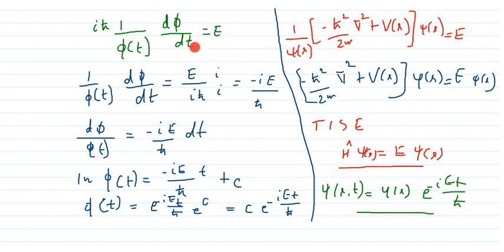Here is the left hand side. i h cut 1 by phi of t into d phi by dt is equal to a constant, we take capital E, and equate the left hand side as well as the right hand side. Now we are going to analyze both the sides. So we are just rearranging it. Taking i h cut to the right hand side, we have E by i h cut, and multiply and divide with i, so that we can have i, the complex part, in the numerator.